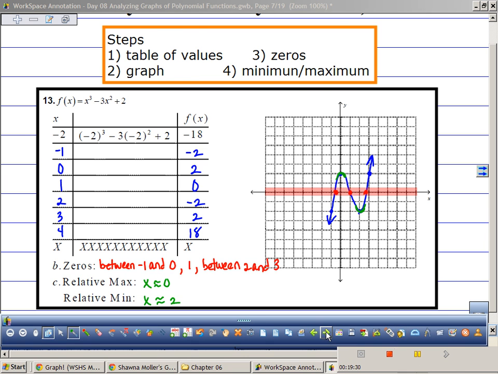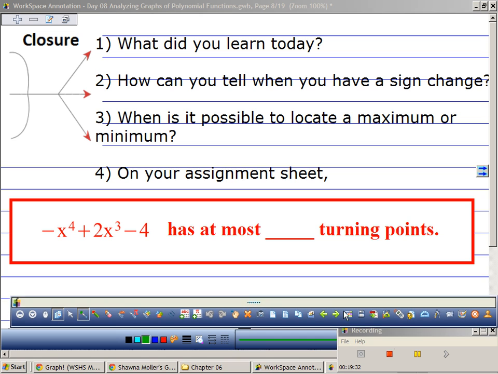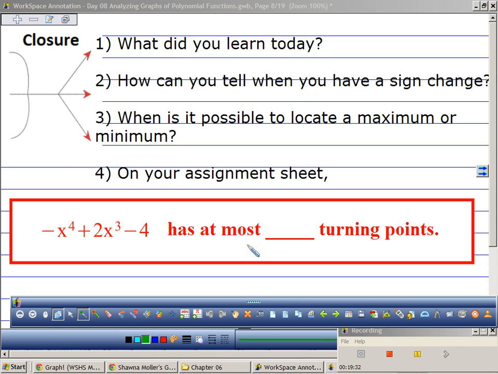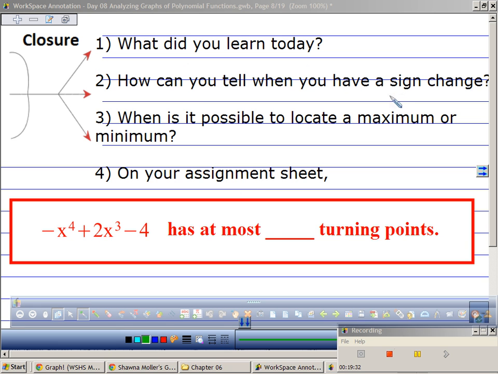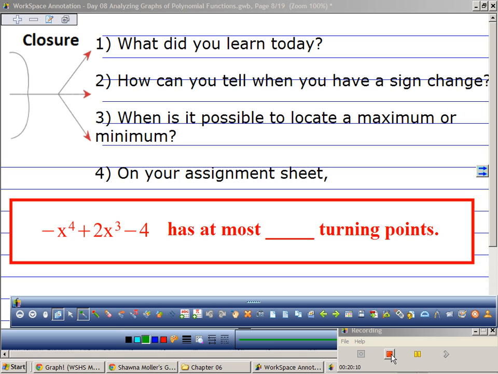Okay, let's pause. All right, so let's go through our closing thought here. So what did you learn today? Learn how to graph polynomials. Excellent. How can you tell when you have a sign change? It's crossing over the x-axis, right? That creates a sign change. When is it possible to locate a maximum or a minimum? When it's turning, right? And what about this one? Negative x to the fourth plus 2x cubed minus 4 has at most how many turning points? 3 points. Good job, guys. All right, let's go over homework.